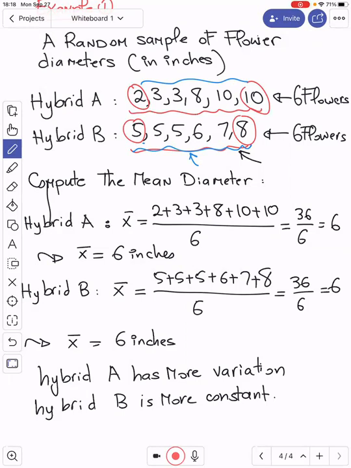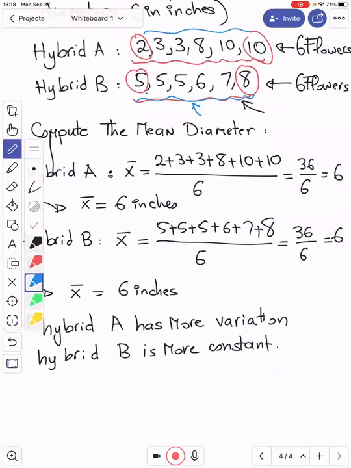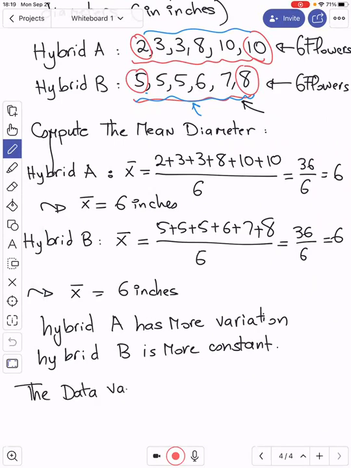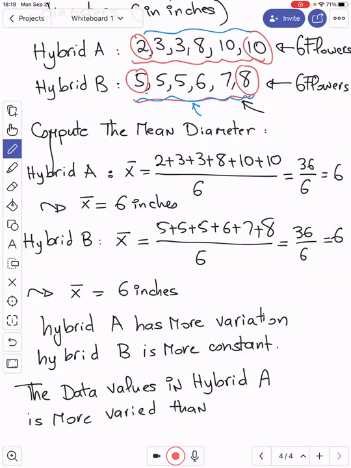So in other words, the data values in hybrid A are more varied than the data values in hybrid B.